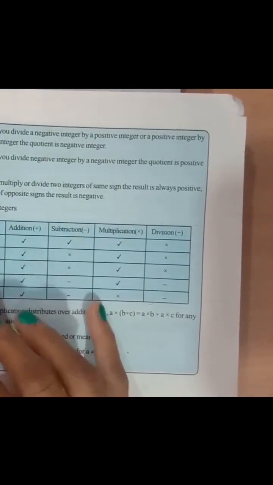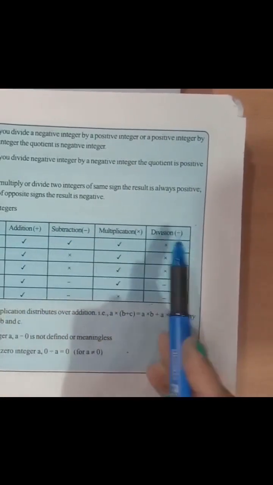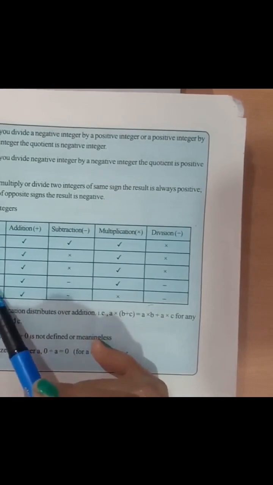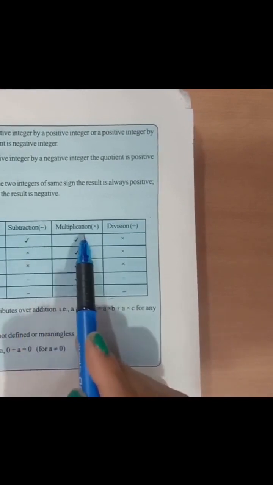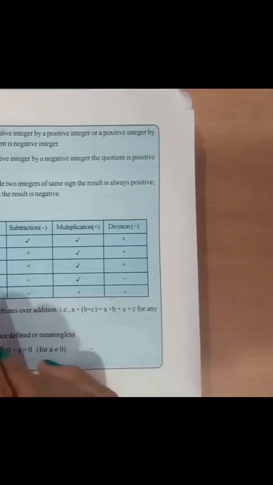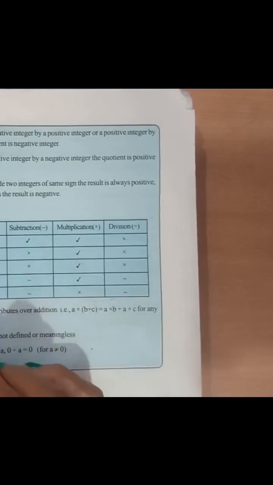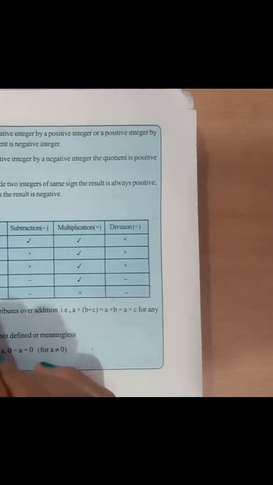Next is the sixth: properties of integers. Properties of addition, subtraction, multiplication, division: closure property, commutative, associative, identity, inverse. Here the first one is the closure property. Addition, subtraction and multiplication satisfy it, but division is not closed under the closure property.